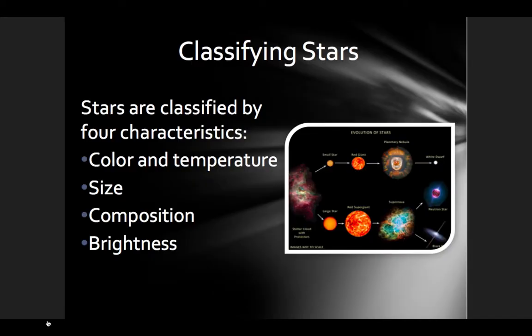First of all, stars are classified really just using 4 different characteristics that they have. And it seems pretty easy to think about it this way, but stars are hard to think about being classified in just 4 different ways. But they're so far away that it makes it easier for us as humans to help classify and organize the stars that we see into different groups so that we can better understand them. So they're sorted out by color and temperature, size, composition, which means what are they made of, and then their brightness.